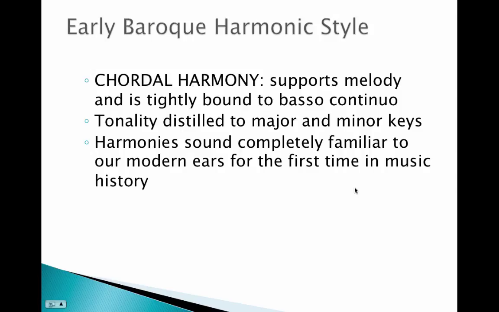The harmonic style of the Baroque era in the early part of the era is a chordal harmony, supporting the melody. It's tightly bound to the basso continuo. The tonality is distilled now to major and minor keys. We had some modes that didn't necessarily fit with major or minor in the Renaissance, but now we're really just using the correct half and whole steps to create major and minor keys. The harmonies sound completely familiar to our modern ears for the first time in music history, and this really occurs during the Baroque era.